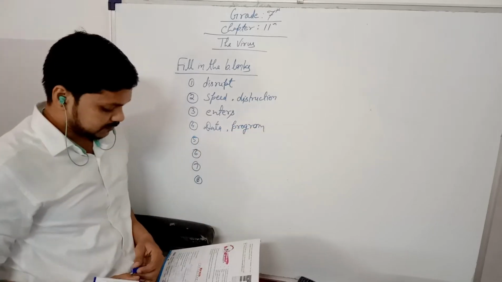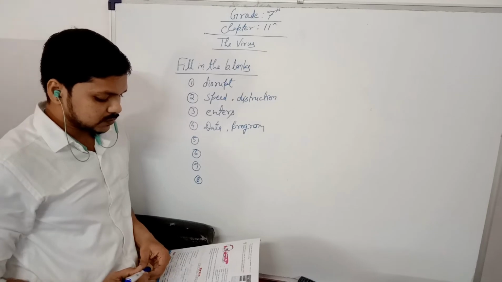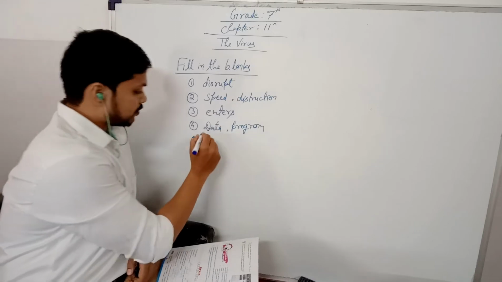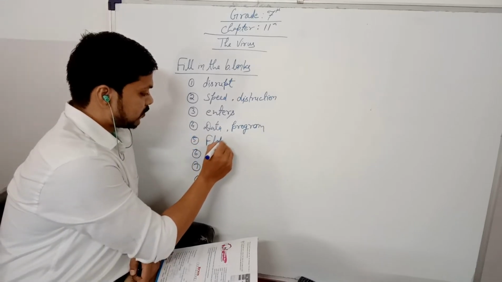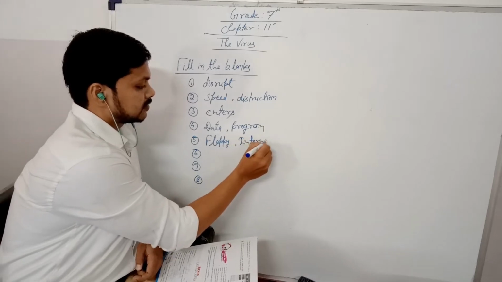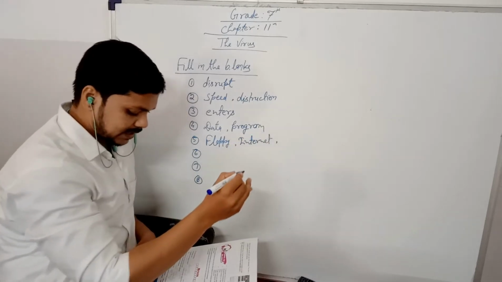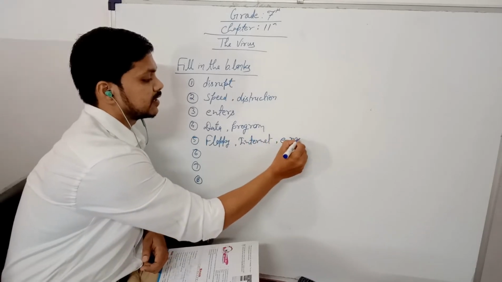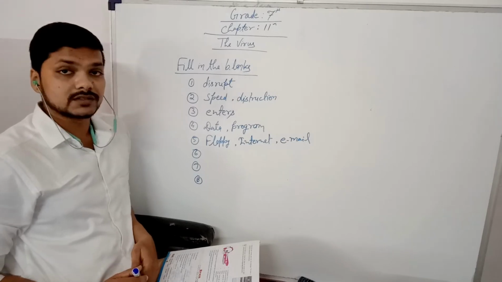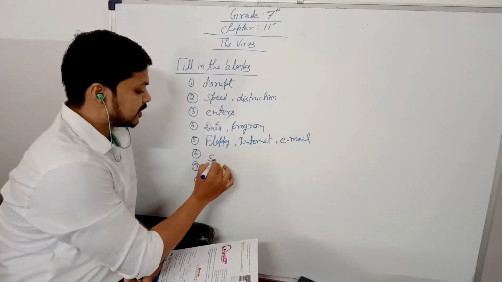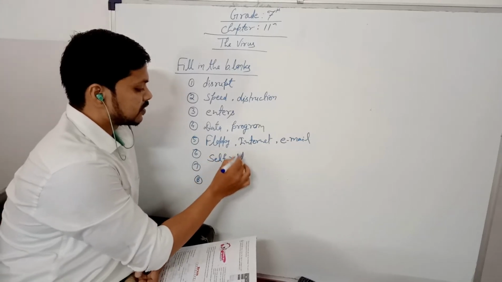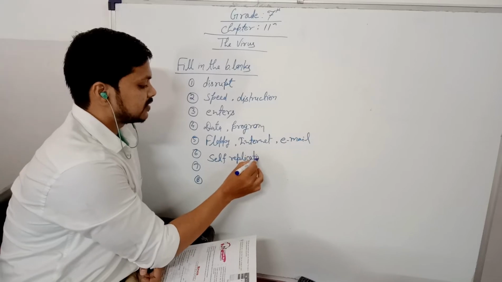Now fifth is: virus enters through an infected what? Through infected floppy. You can write here floppy, then internet, or it may be by email, that is electronic mail. Now next is: virus programs are what? So virus programs are self-replicating. You need to write here self-replicating. This is the answer.